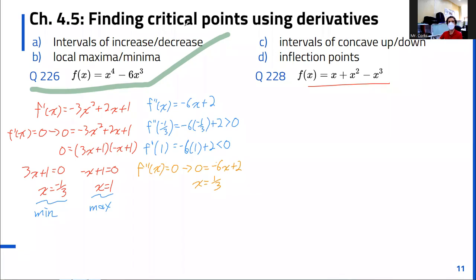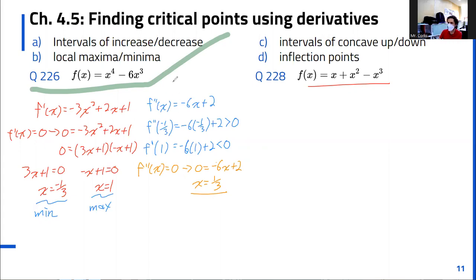1 second. All right, I have to keep pausing and restarting.